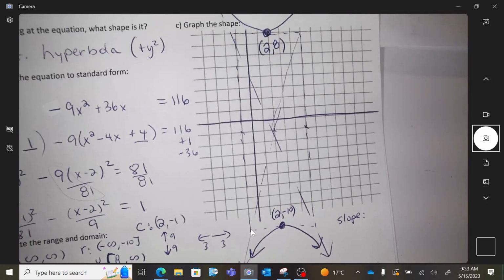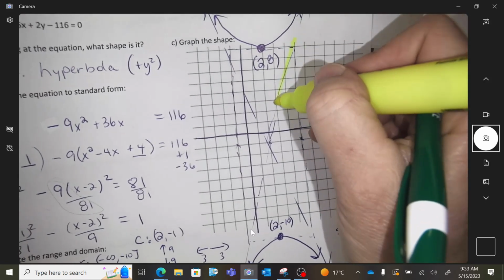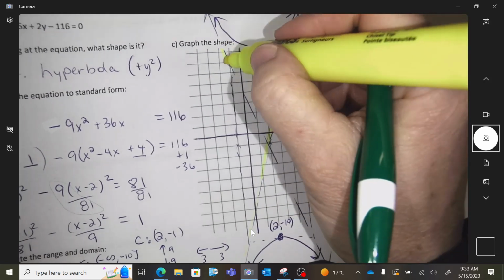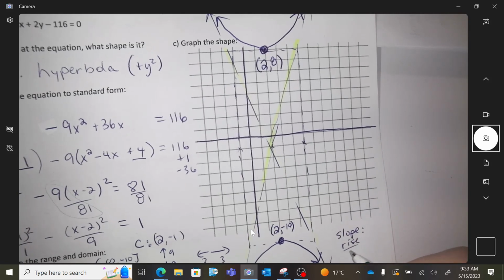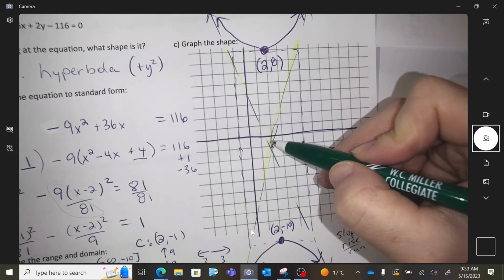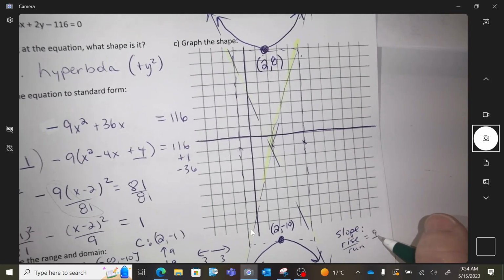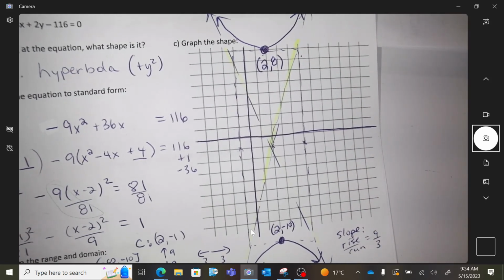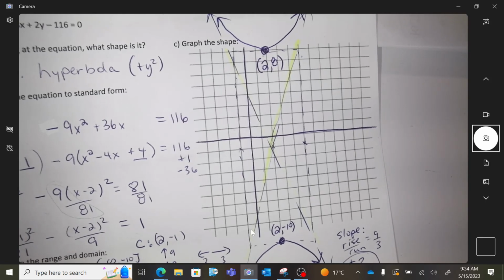Okay, and then I will ask you about the slope of the asymptotes. So this line and this line. Rise over run. For this one, I would have gone up 9, right 3. So I would just reduce that. So the plus minus 3 would be the slopes. Okay, you always need a plus minus or else you're going to lose a point. It's on the test, so plus minus slopes, right?